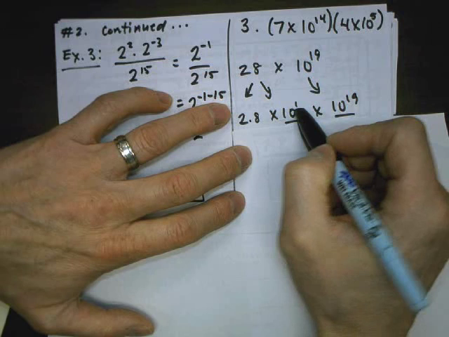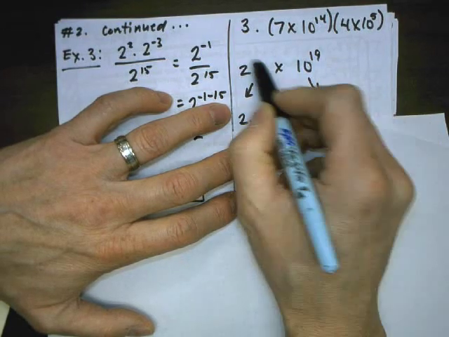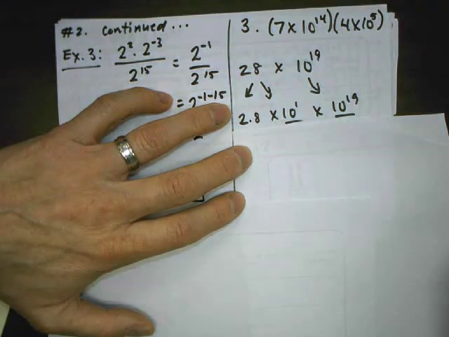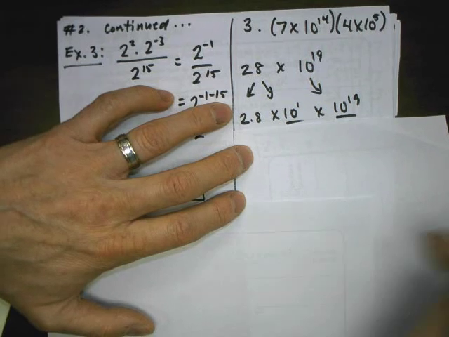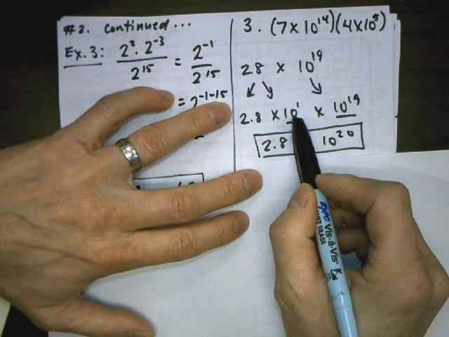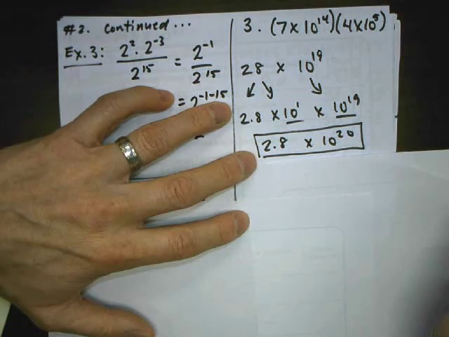So I put a 1 there because I moved it one time, and I put a positive 1 because 28 is bigger than 1. 0.28 would be 10 to the negative first, right? So I just combine my 10s again. 10 times 10 to the 19th is 10 to the 20th. Copy the base, add the exponents.